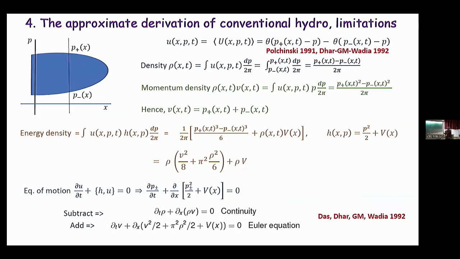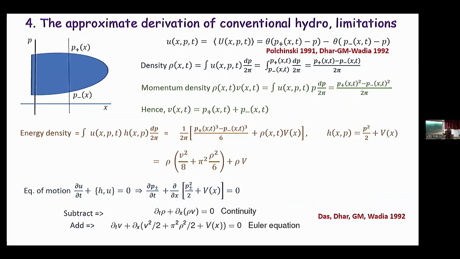In that case, what you can show is that the density rho is given by the integral of u with respect to p. So that's just p plus minus p minus. Similarly, the momentum density, which is rho times v, is given by p plus square minus p minus square, because it is the integral of p with respect to p. So using that, you can find out what rho and v are. Similarly, the energy density you can obtain by integrating h times u over p, and that's p plus cube minus p minus cube, of course, with the potential term as well. Then you rewrite these p plus and p minus objects in terms of rho and v, and you get that.